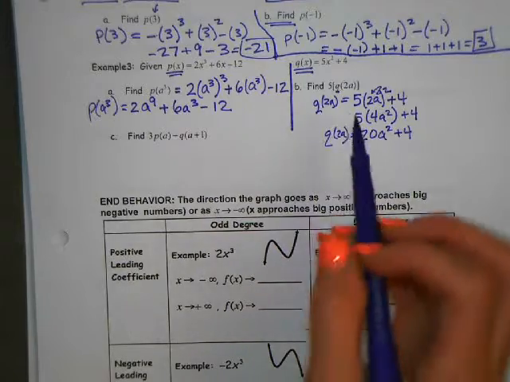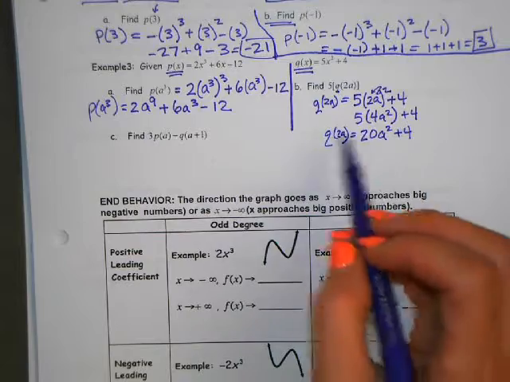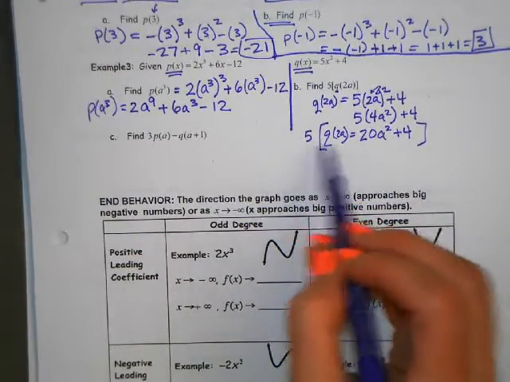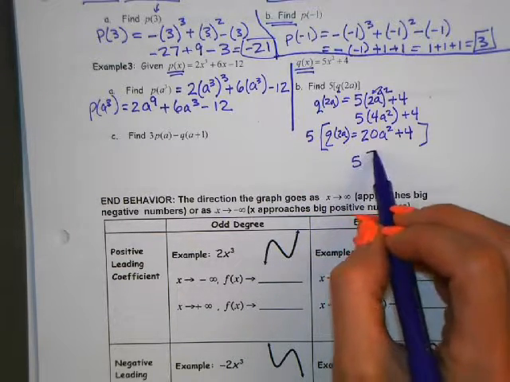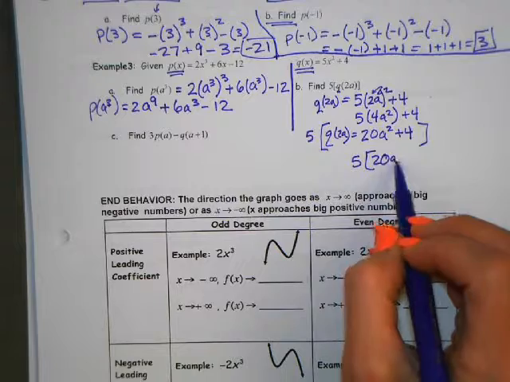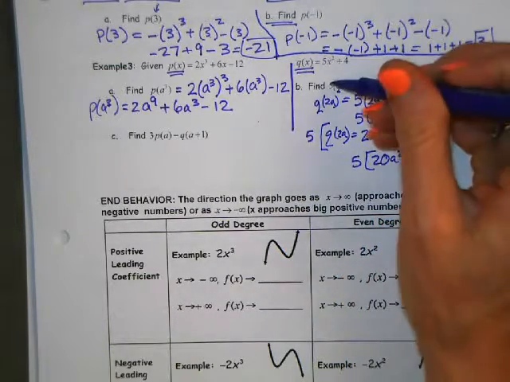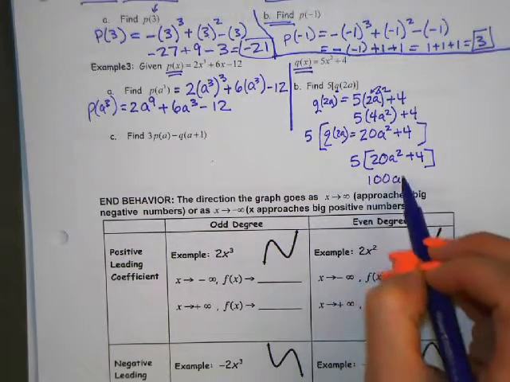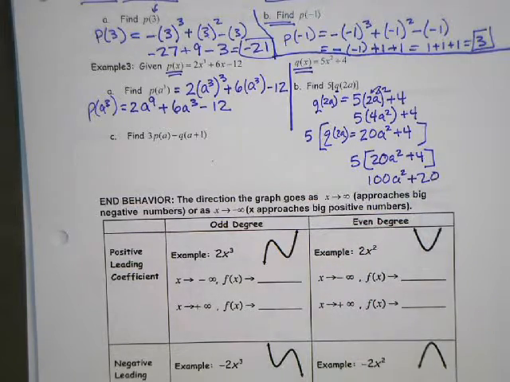So now, I still have this 5 on the outside. See how it says 5 bracket? So that means this whole thing needs to be multiplied by 5, because that's what that is. So I'm going to take my 20 a squared plus 4, and I'm going to multiply it by 5. So that's that part right there. So once I do that, I'm going to get 100 a squared plus 20. So 5 goes to each term.